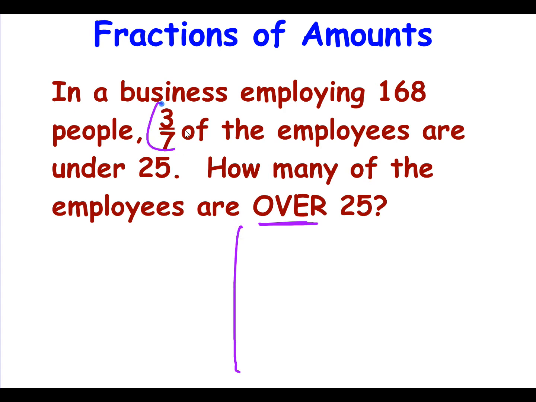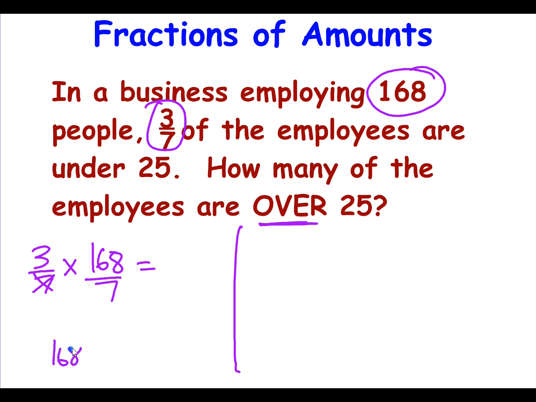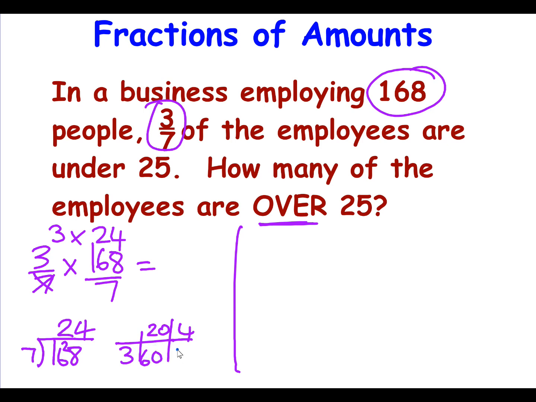Okay, so the first way is we need to find out what 3/7 of 168 are. So we can do 3/7 of the 168. Now, we don't do that, we do this. So we need to divide 168 by 7. 7 doesn't go into 1, carry the 1. 7 goes into 16 twice, which is 14, remainder 2. 7 goes into 28 exactly 4 times. So 168 divided by 7 is 24, and then we need to multiply 24 by 3. So you end up with 72 employees are under 25.